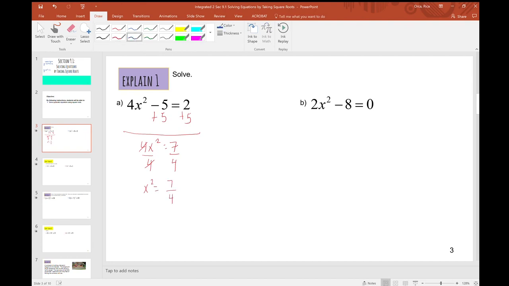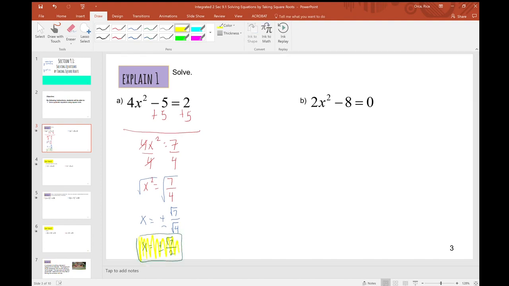To get rid of the square, we need to take the square root of both sides. And after taking the square root of both sides, we get x equals plus or minus the square root of 7 over the square root of 4. And class, we can't take the square root of 7, so we'll go ahead and leave the square root of 7 as is. The square root of 4, however, that's just 2. And that's our answer. So x equals plus or minus square root of 7 over 2.